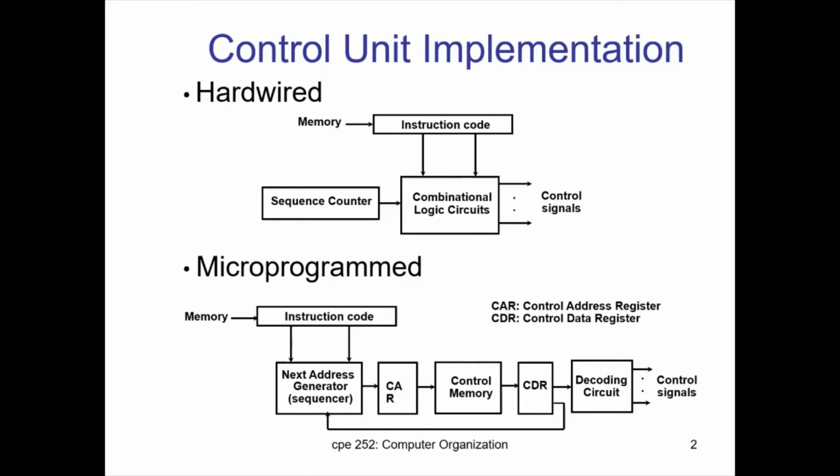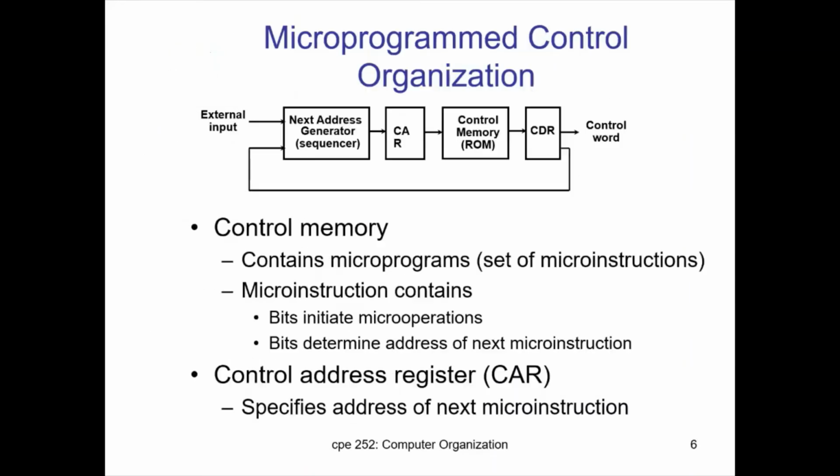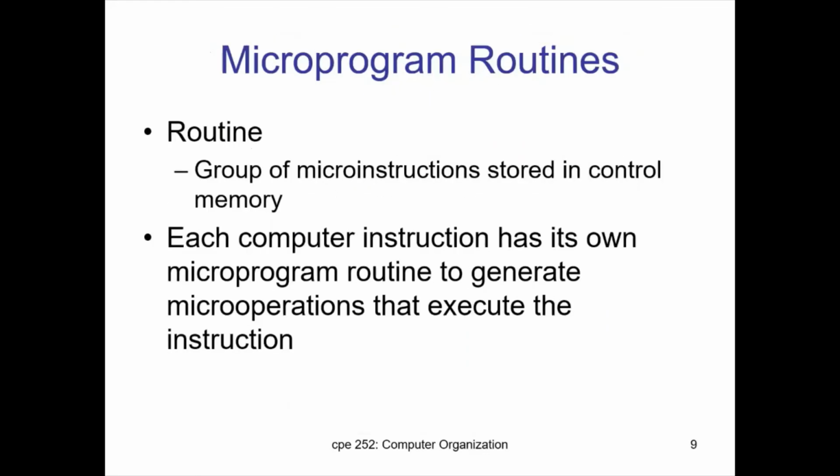What is happening in the control unit? The control unit can be implemented in only two ways: one is hardware and the other is microprogram. This is what we discussed. Tomorrow we'll start discussing the next topic, microprogrammed control organization.